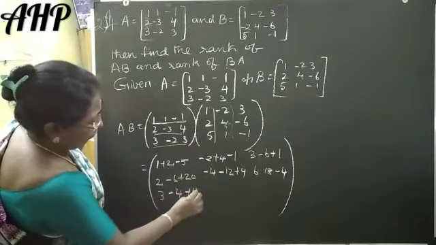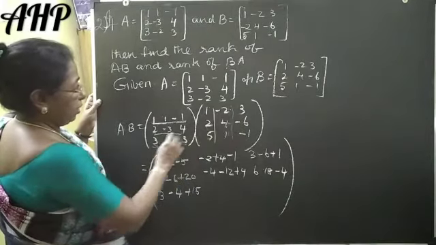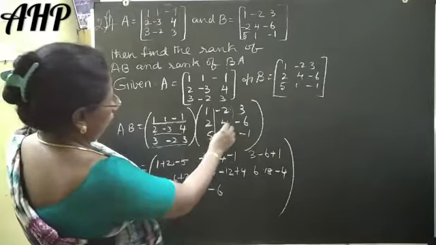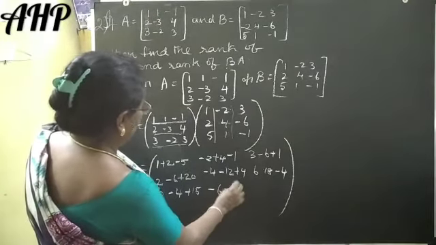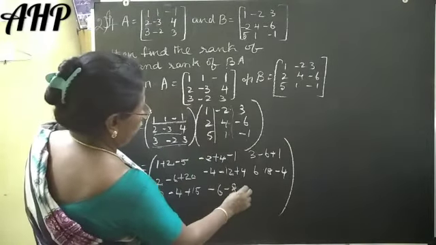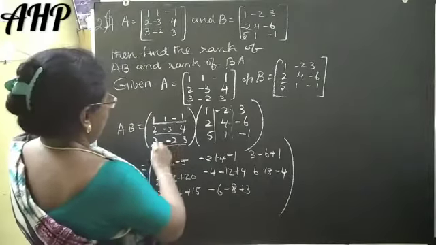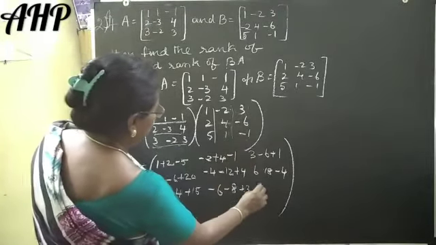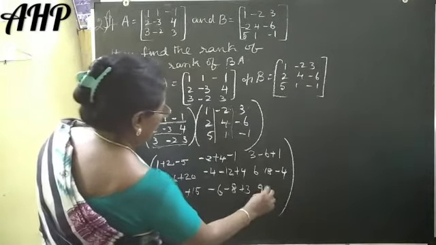Same way, third row into second column. 3 into minus 2 gives you minus 6. Minus 2 into 4 gives you minus 8. Plus 3 into 1 gives you plus 3. Third row into the third column. 3 3s are 9. Plus 12.